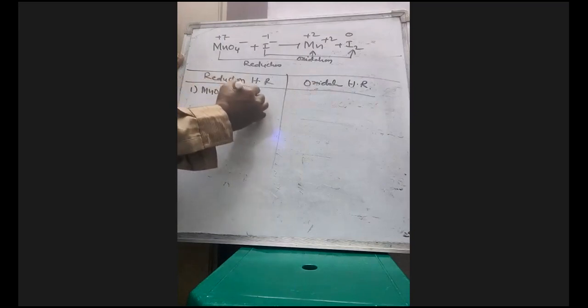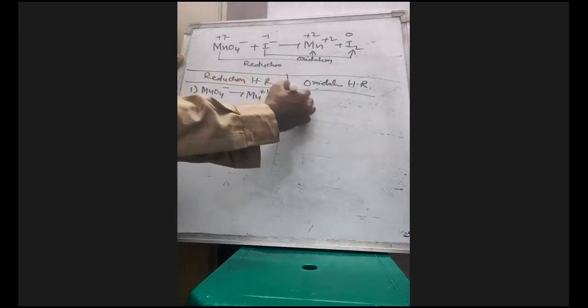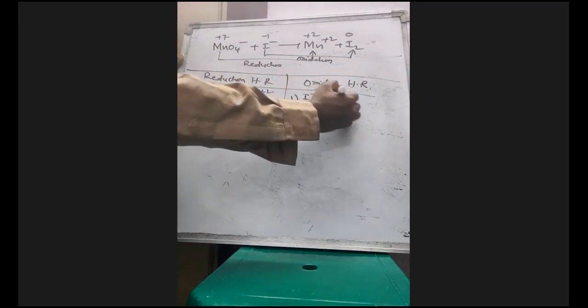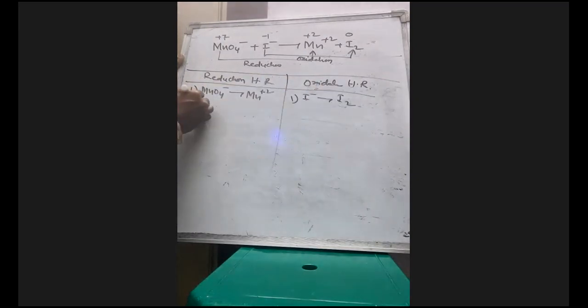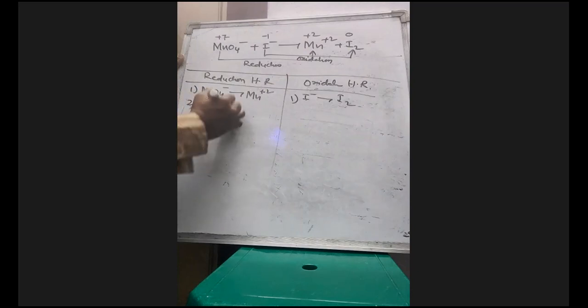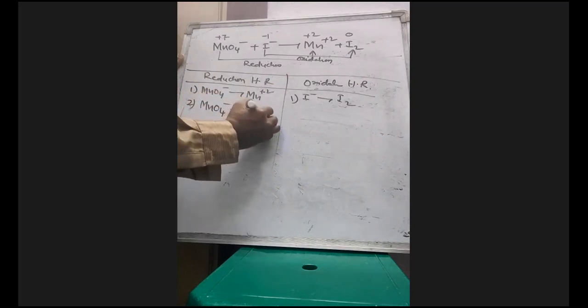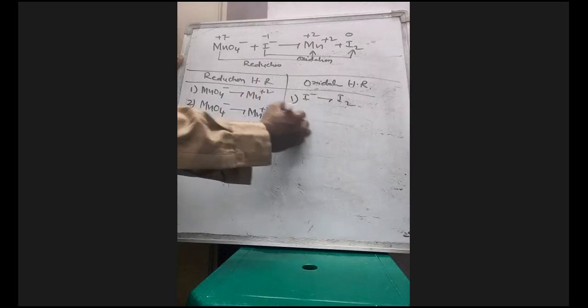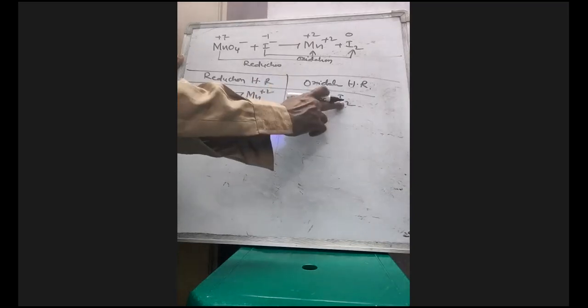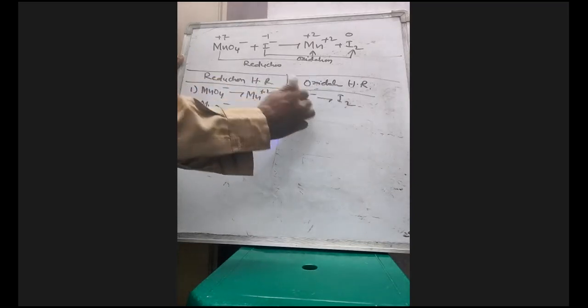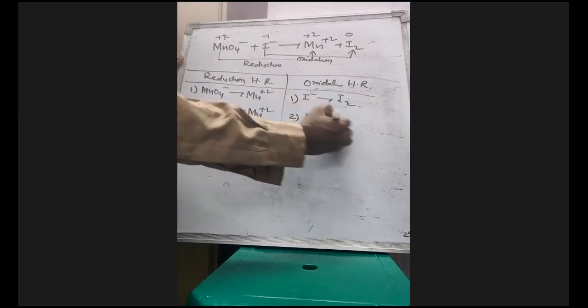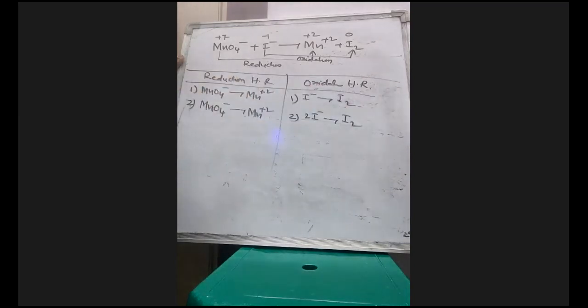Now what is the first step? MnO4 minus gives Mn plus 2. So we have split it into two half reactions. Now balance the elements other than oxygen and hydrogen. Here manganese is there, and here also manganese is there, 1 and 1, so no need to balance. Here there are two iodine atoms on the product side, but only one on the reactant side, so 2I minus gives I2.